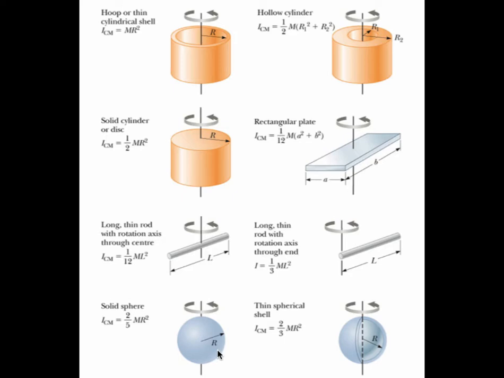For a sphere and a spherical thin shell, you have a similar situation. Again, the sphere of the mass m has a smaller moment of inertia, 2/5, than the same mass distributed over just a thin spherical outside shell. And in that case we have 2/3 of mr squared for the moment of inertia.